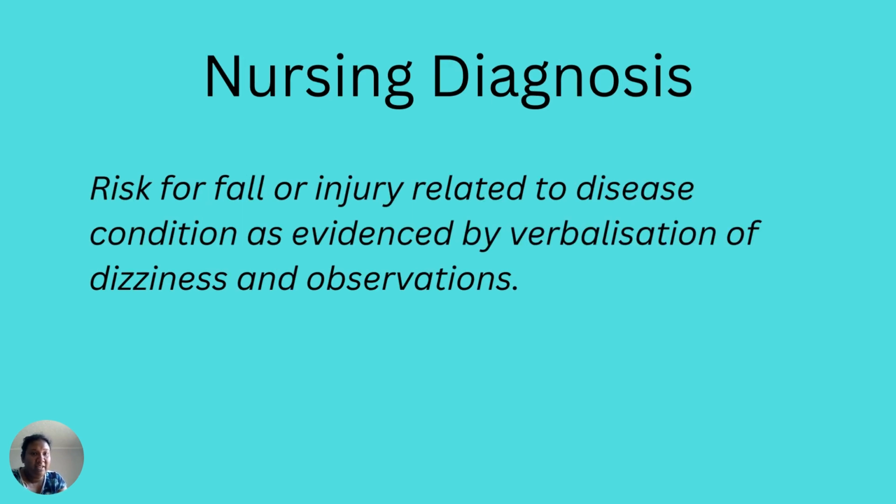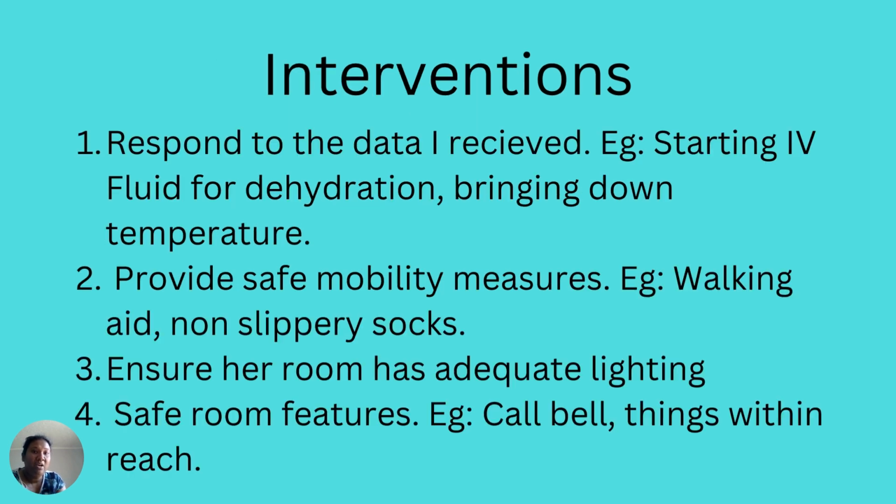What is my nursing diagnosis? My nursing diagnosis would be risk for fall or injury related to disease condition, as evidenced by verbalization of dizziness and observations. Remember, when it comes to different patient, each person or individual is unique. They might have their own challenge, and you need to rephrase and rewrite the nursing diagnosis accordingly. This is just a sample that I have given you.